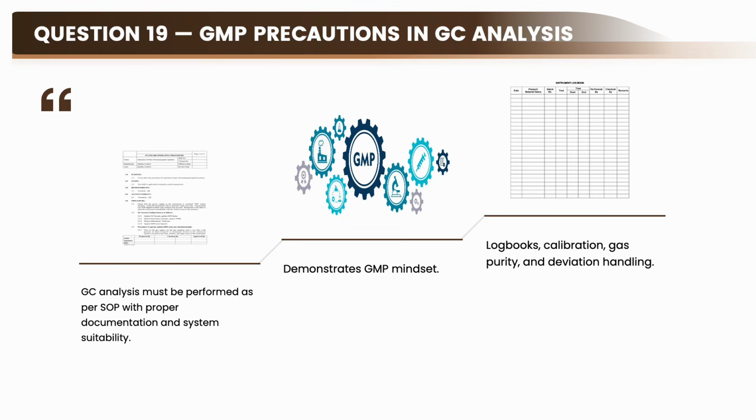GC analysis must be performed as per approved SOP. System suitability must be checked before analysis. Instrument usage logbooks, gas purity certificates, calibration records, analytical data, all this must be properly documented.